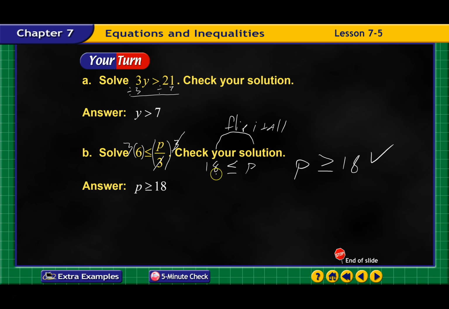And then to check it, I need to put in a number bigger than 18. A bigger number would be 21. Will 21 work? So I take my original inequality, put 21 in there over 3, and that comes out to 7 is greater than or equal to 6. Check.